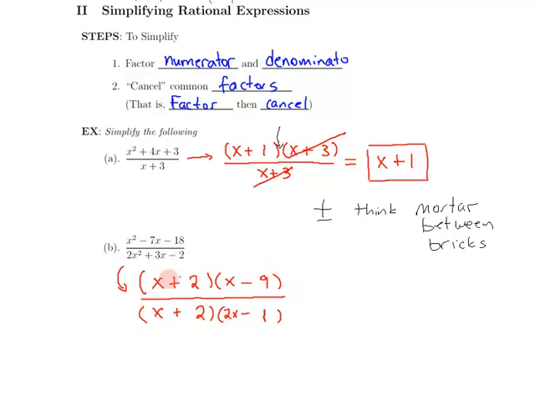Now, what do you see in common? Right, you see them? This is the same right here as this. So whenever you see them the same, you can cancel them out, and you're left with x minus 9 over 2x minus 1.